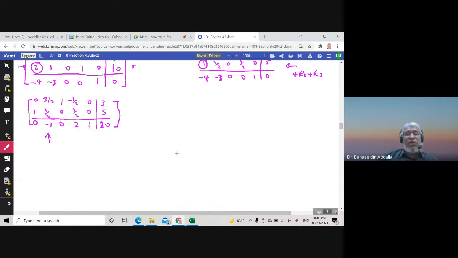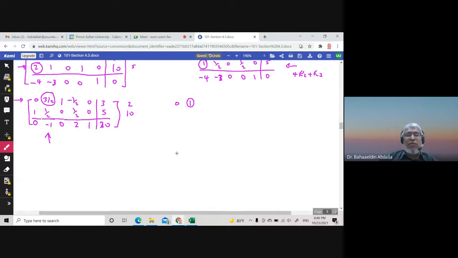The answer is 2. Divide 5 by half. The answer is 10. So this is the pivot row and the pivot entry is 3 over 2. And now we need to make this number, which is 3 over 2, into 1. So how to make it 1? I multiply first by 2 over 3.